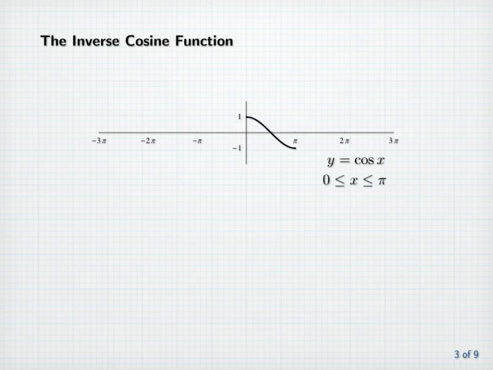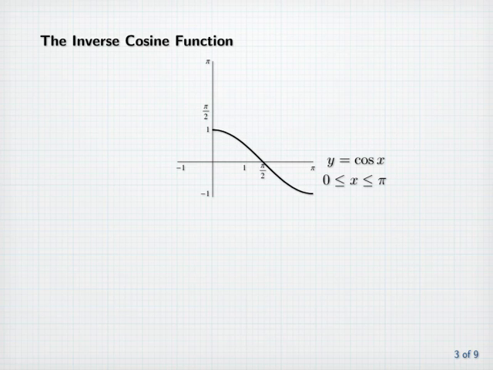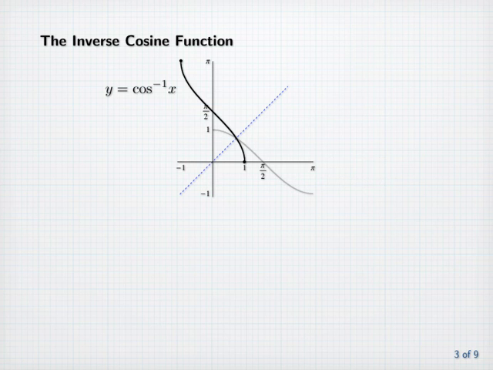So let's blow up that part of the picture and draw the line y equals x, and then reflect the graph about that line. This is the graph of the inverse cosine function. Its domain is the closed interval from minus 1 to 1, and its range is the closed interval 0 to pi. All of this comes down to the following definition.